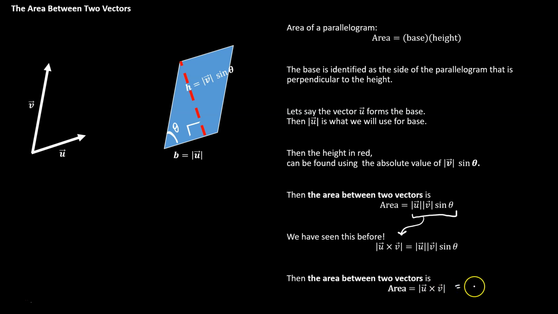In other words, we have two ways to calculate area between two vectors. We could use magnitude u, magnitude v sine theta, or if we don't want to calculate theta, maybe we're not given theta, then we could calculate the cross product, then find the magnitude of that. So we have two different ways to solve the same problem.